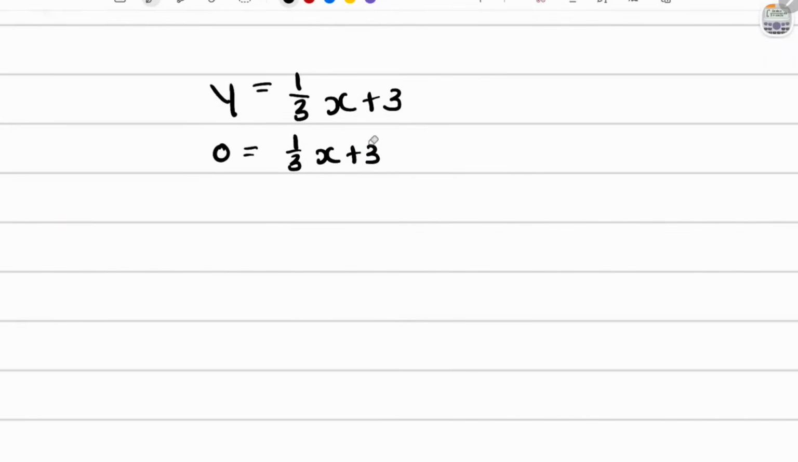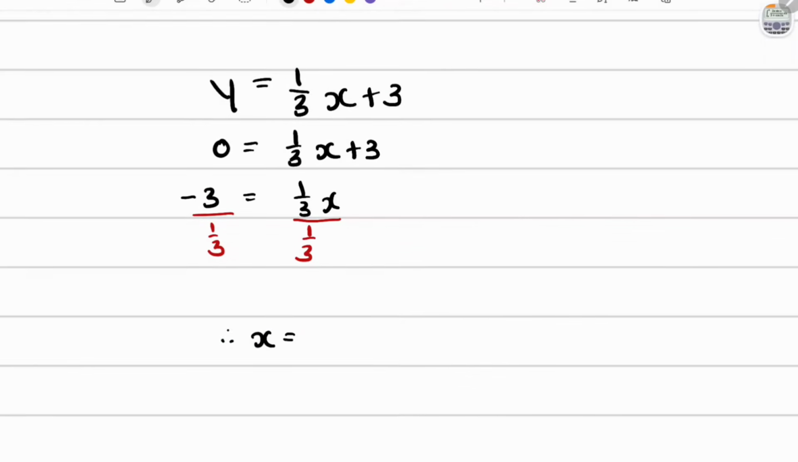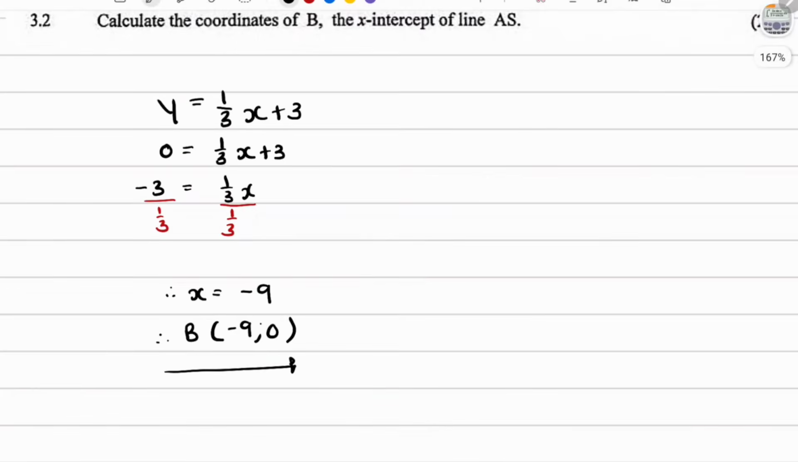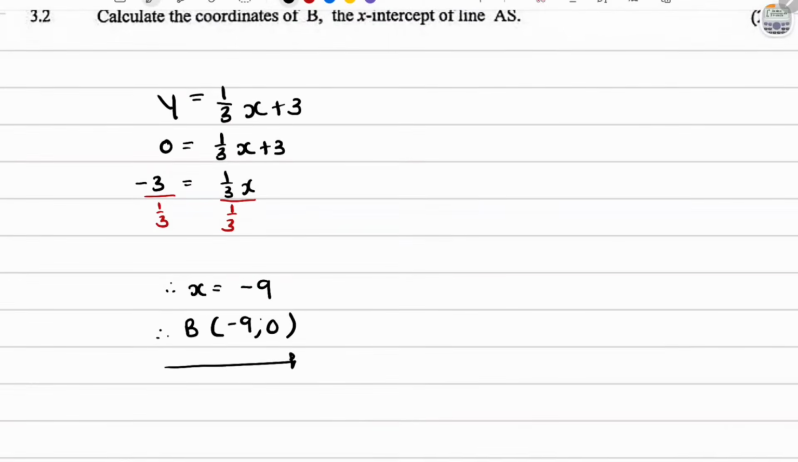Now we can go ahead and take the positive 3 over. So it becomes -3 = (1/3)x. And then to solve for x, divide both sides by 1/3. And so x is equal to, well, -3 divided by 1/3 is -9. So the coordinate B, the x-intercept, is (-9; 0). And that is our answer for that question. Okay, moving on to the next question.